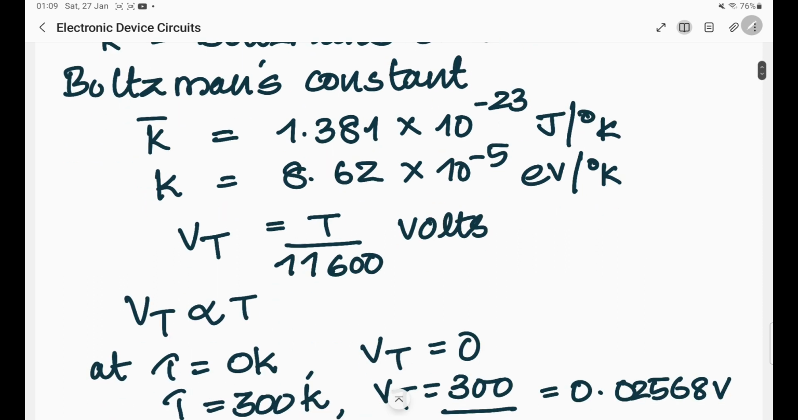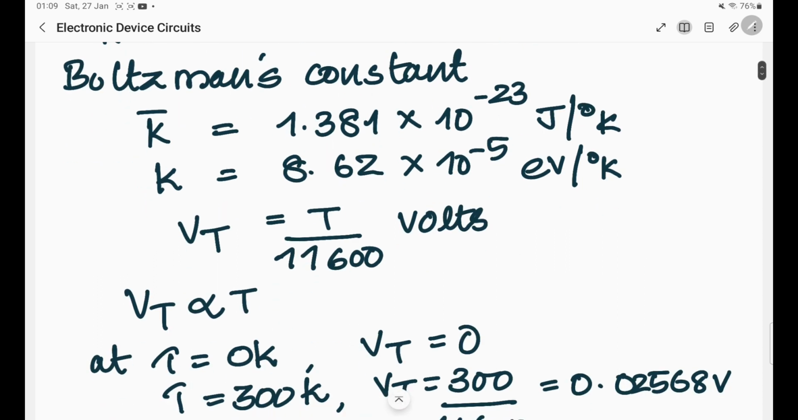So from that, we know that you can see by seeing the equation what it is. Vt is directly proportional to T, right? So whenever there is an increase in temperature, what happens? There will also be an increase in thermal voltage. Now we'll find the thermal voltage at a temperature equal to 0 Kelvin.